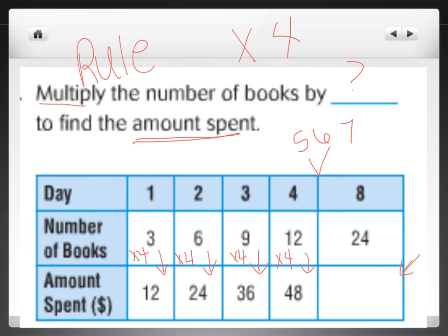So then if we want to know how much money they spent on day 8, we know that we need to multiply 24 times 4. So 24 times 4 will give me the amount spent of 96.